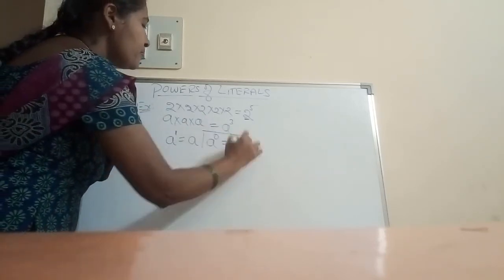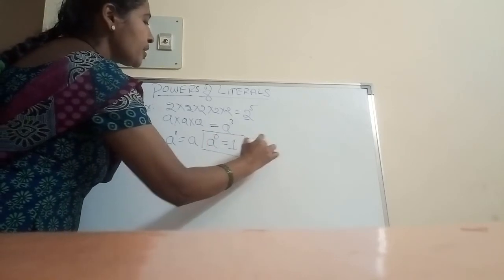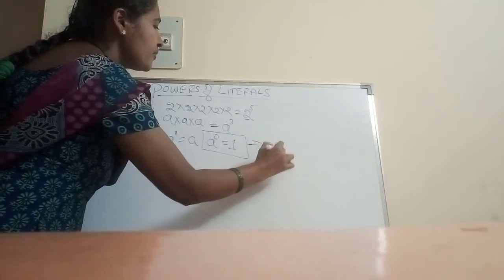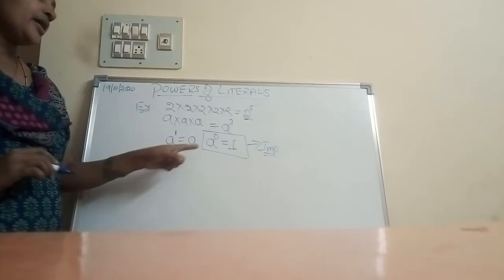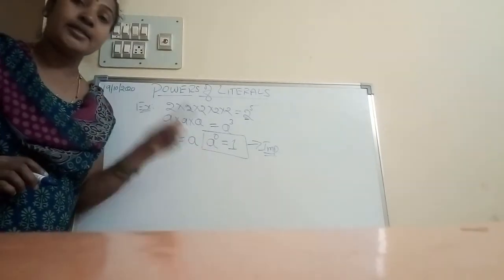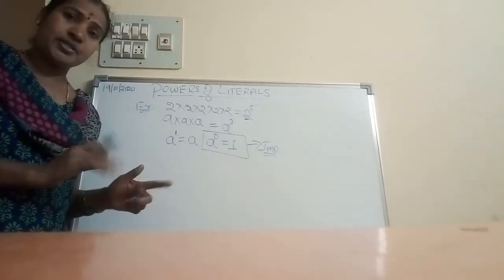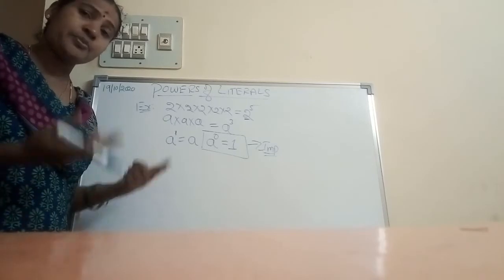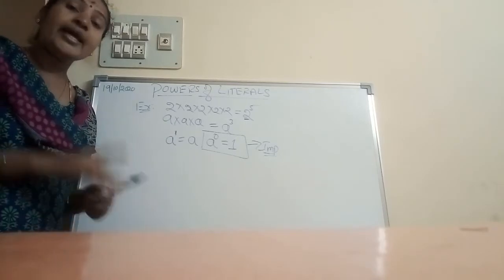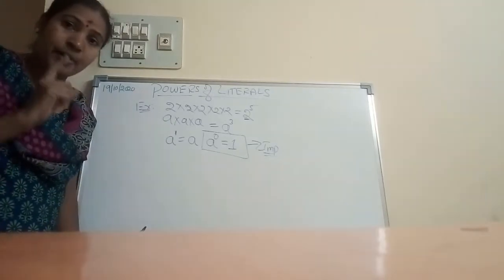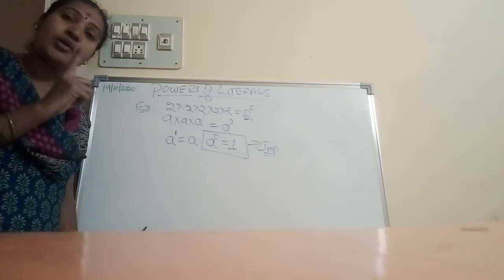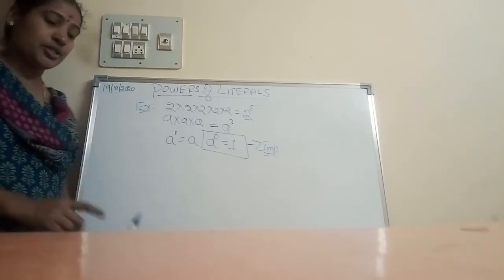This is very important. You have to make a note. So let me write, this is very important. A power 0 is always equal to 1. Not only a power 0, x power 0, y power 0, 100 power 0, 2 power 0. Any number or letter to the power 0 is always equal to 1. So keep in your mind, children.